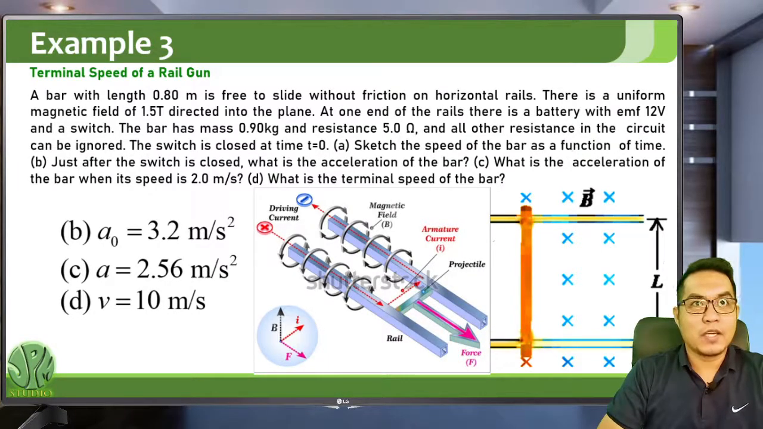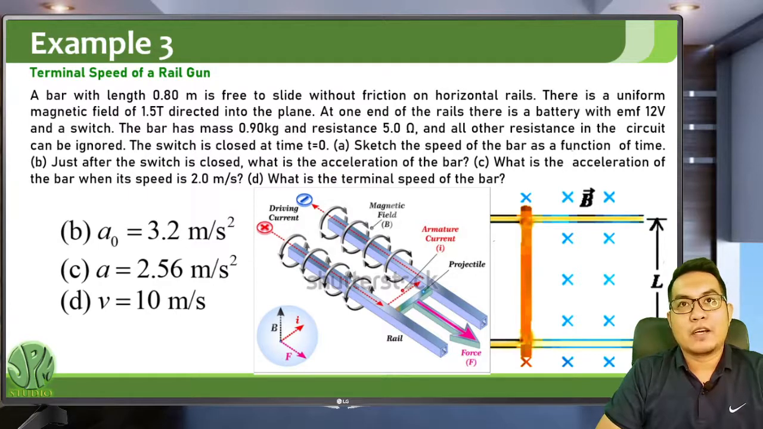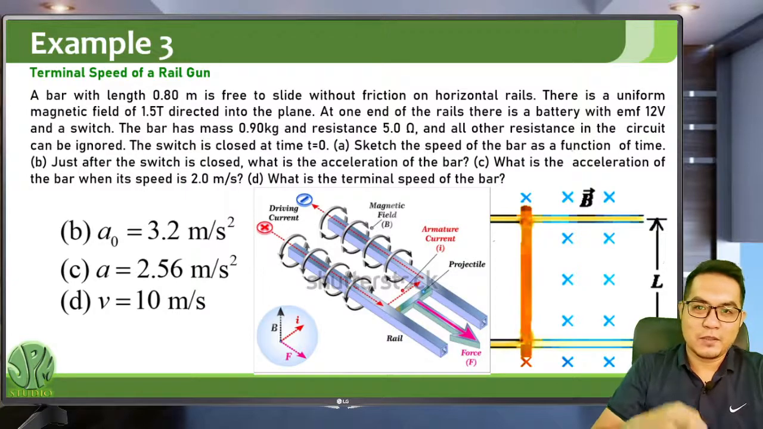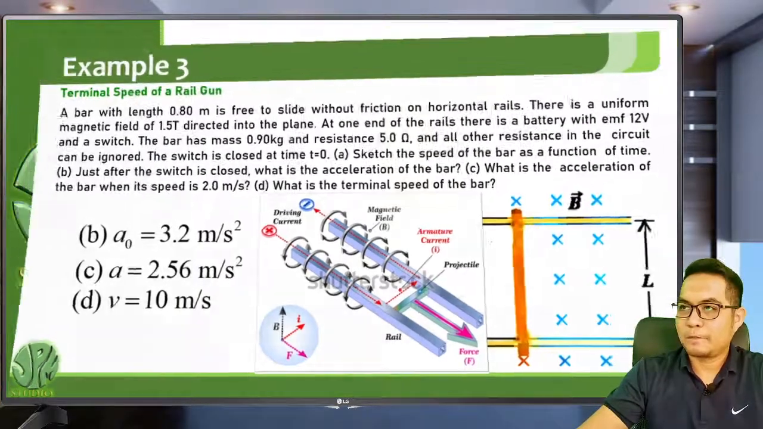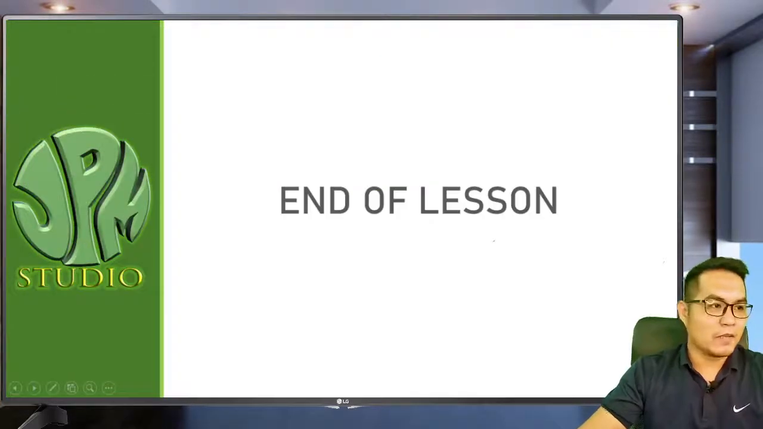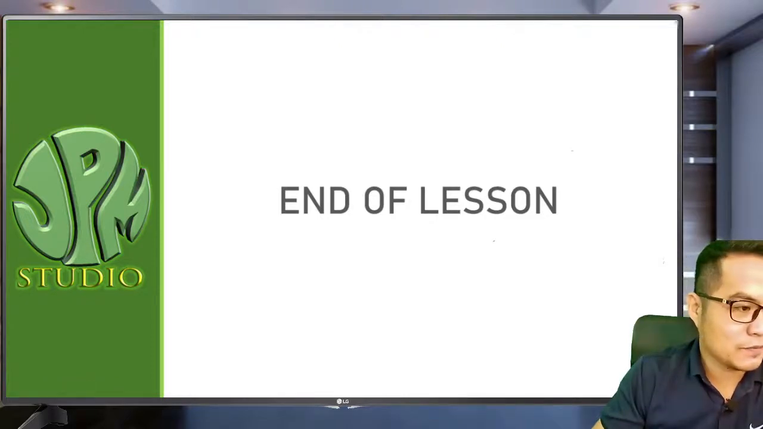Usually improvised rail guns are used by our local fishermen. So they use a rail gun to spear a fish. Okay. So that is the end of this lesson.